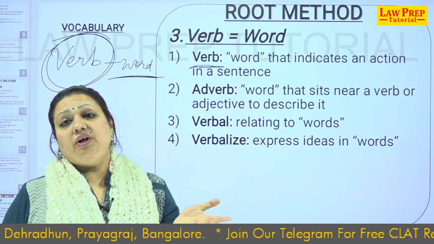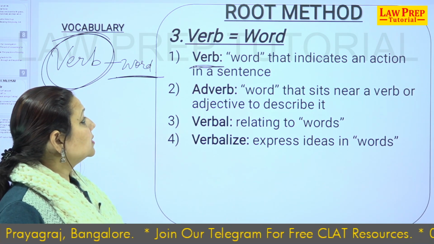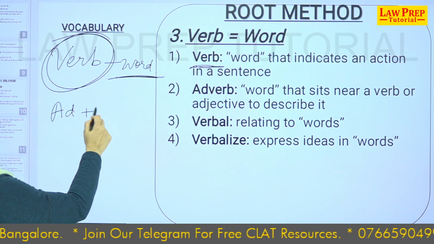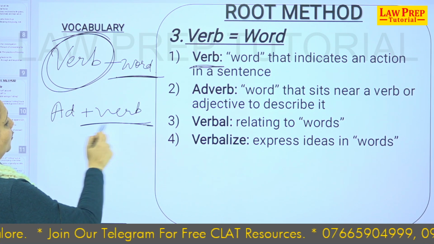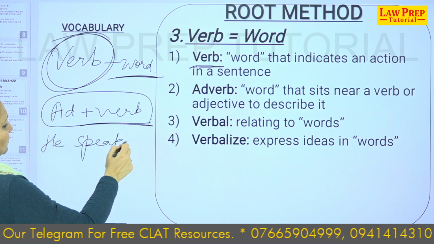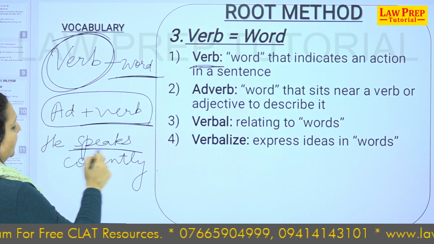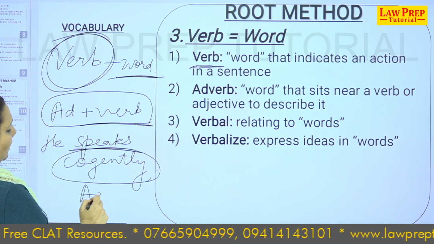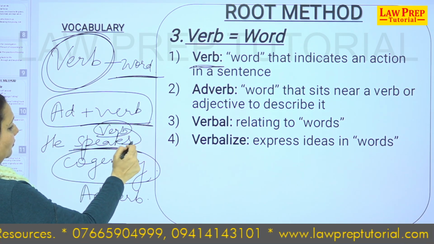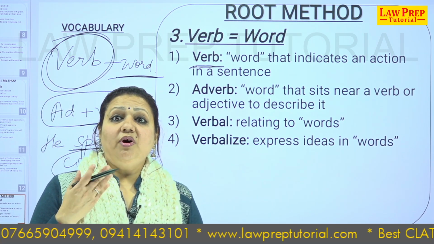Lawyers are cogent to have argumentative skills, right. So, that is verbose. Adverb is a simple word like add plus verb. So, it tells more about the action words, it adds meaning to the verb. He speaks cogently. So, how does he speak? Cogently, adverb. This is the verb. This is the adverb.